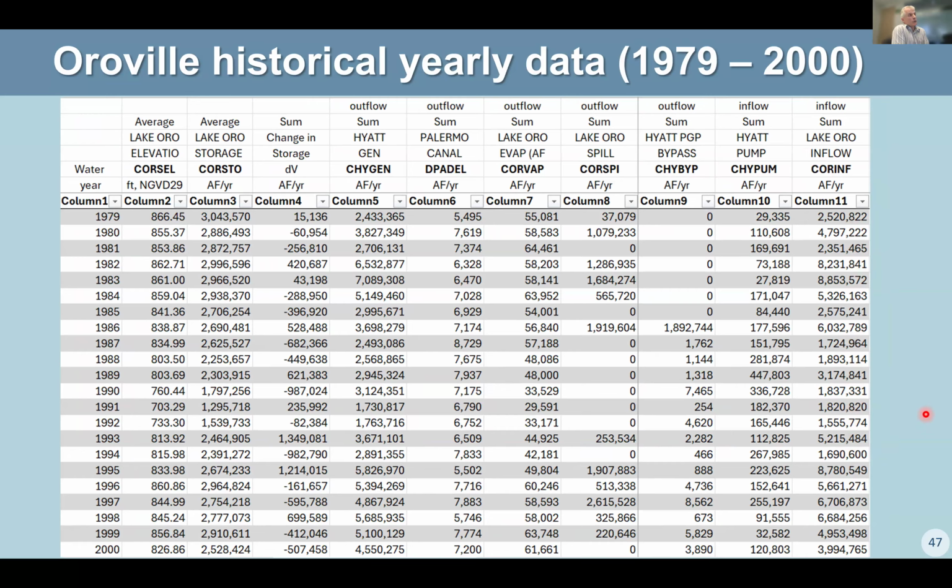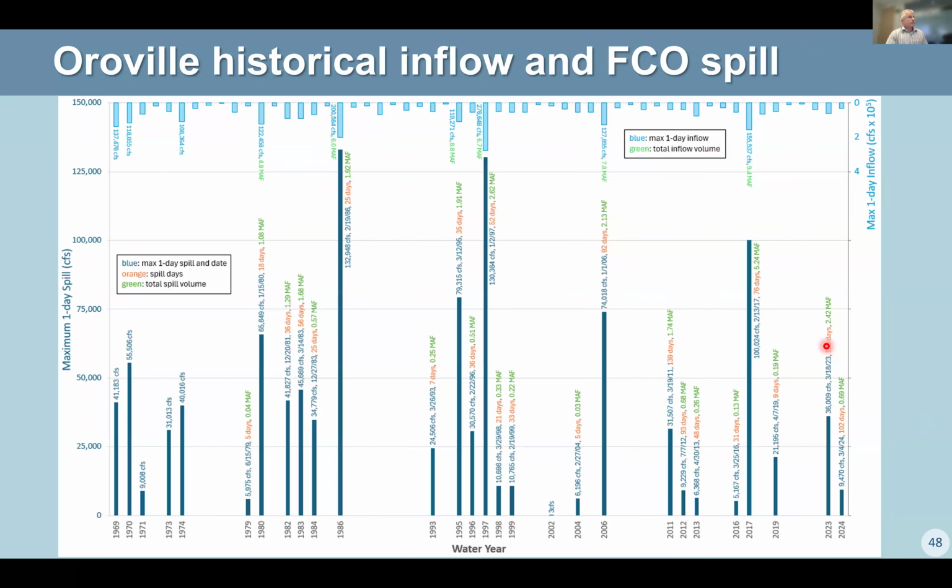if 1 million or 2 million acre feet comes in for a year, that's not good. You're going to call that a drought. The water is going to fall in the reservoir. If 6 million comes in, it's good. We can produce these types of graphs as well.